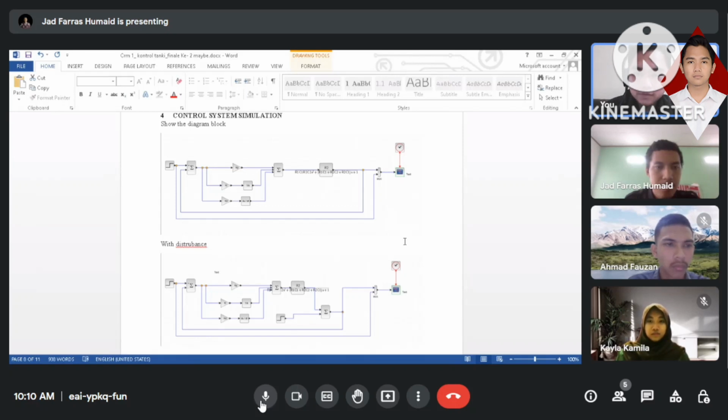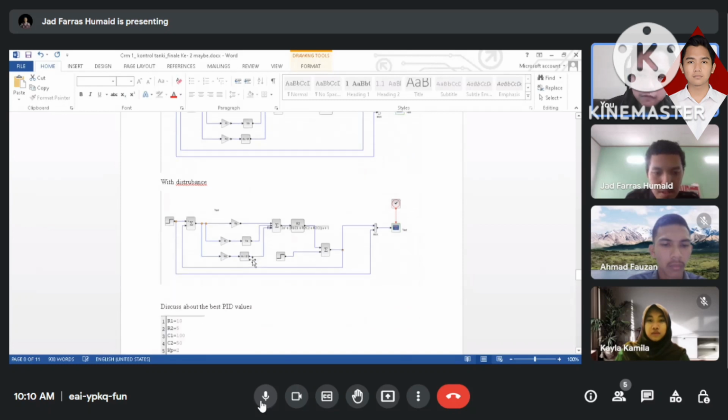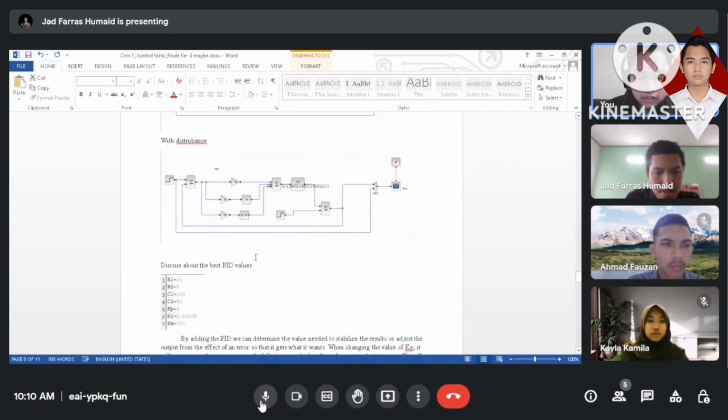So the PID system that we use is more like this. The mapping is with Kp, with gain, and with derivative and integral block, and with the disturbance at time 2000 with final value 20.